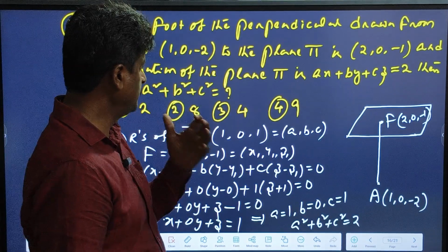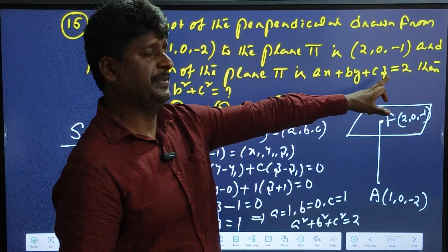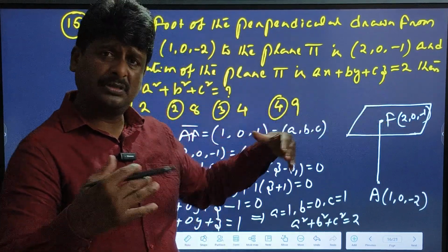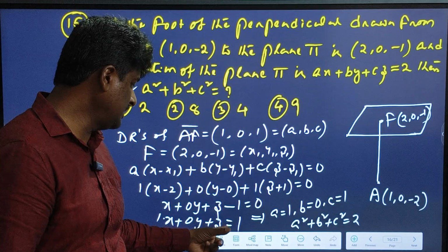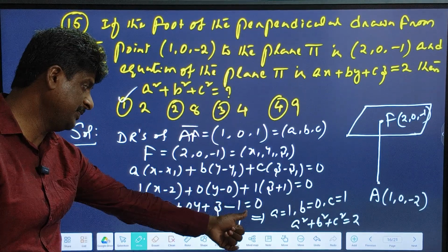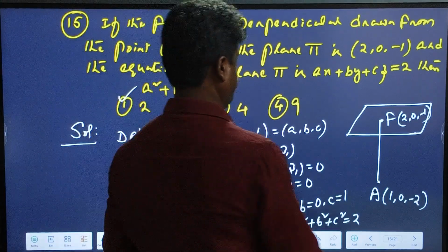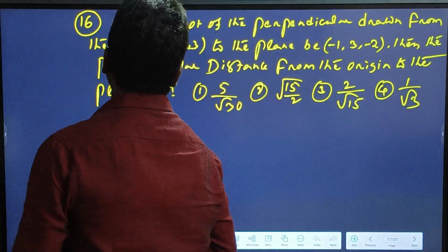Okay. There may be some mistake. Of course, if it is not adjusted also, no issue. Why? Because adjustment of constant does not affect ABC values. That's why. Problem number 16.